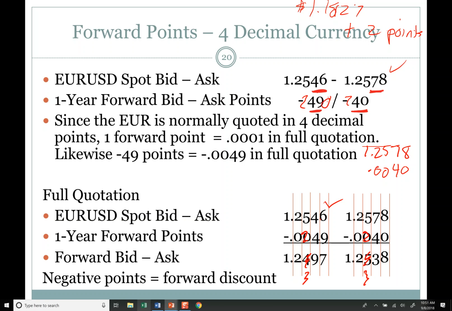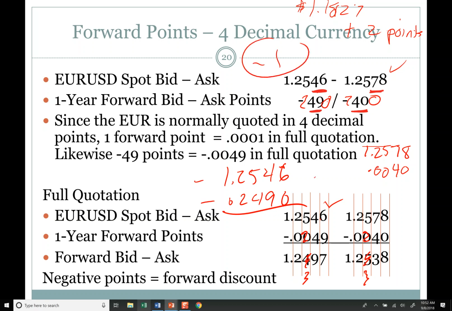What if they said it was 2,000? Well, that's good. I would just subtract. Well, I have 1.2546. So I would subtract 2490. That's it. And if it were 1 pip, I would just subtract 0.0001. That's it. That's how the financial world works. That's what they mean with all these points.